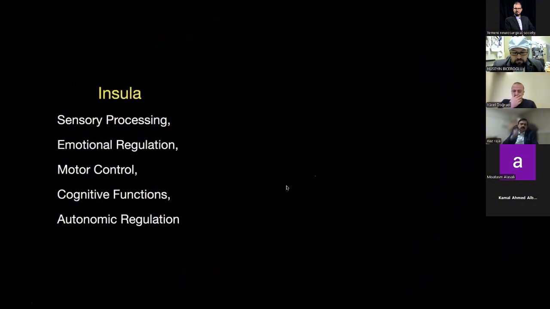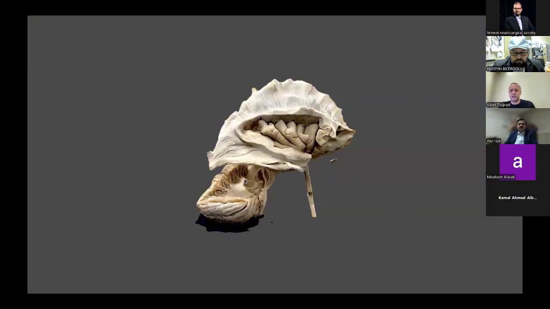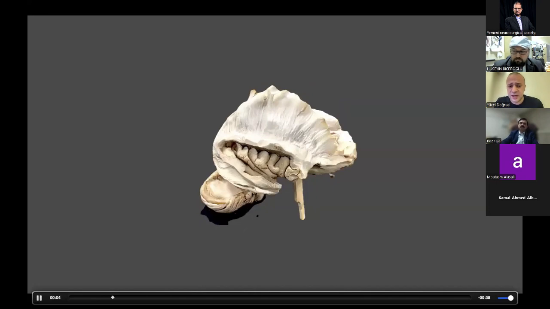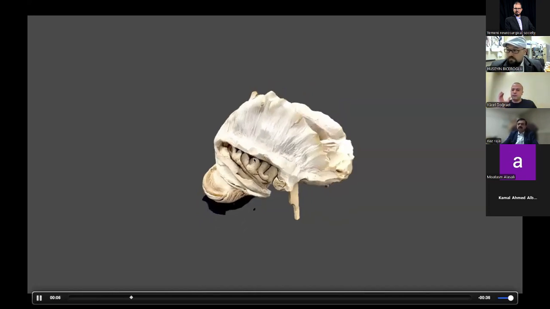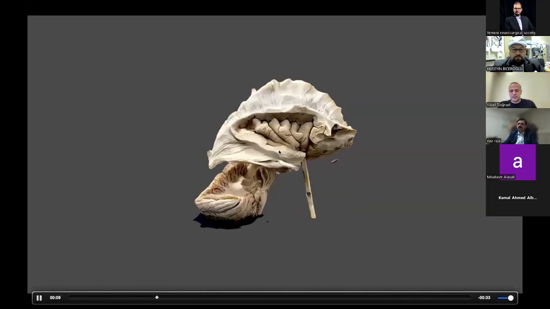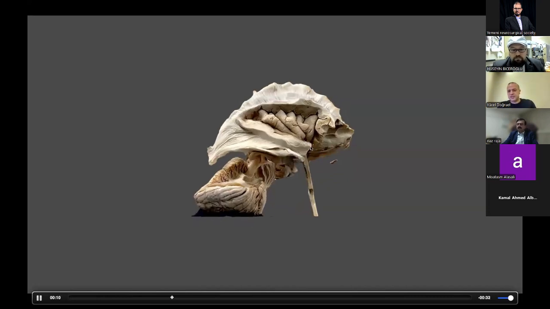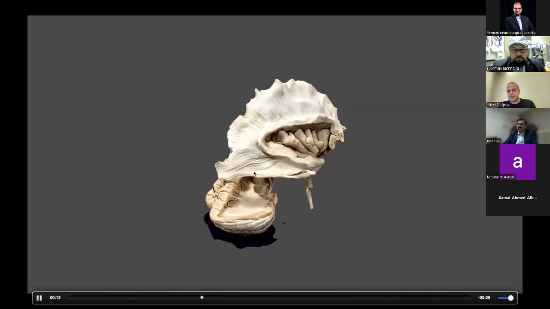So my next part of the presentation is about the insula. The insula is a hidden cortical structure. It has functions in sensory processing, emotional regulation, motor control, cognitive functions, and autonomic regulation. It is a pyramidal structure, like a reversed, standing pyramid. The apex of the pyramid is down and its base is up.